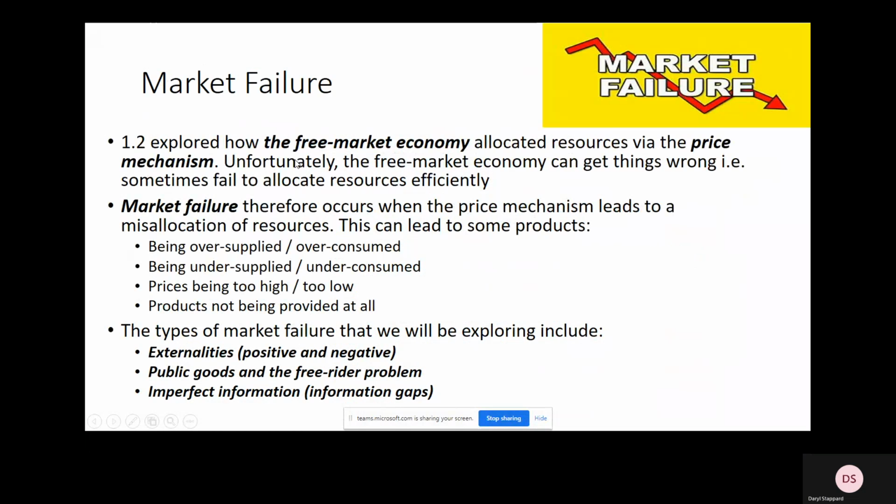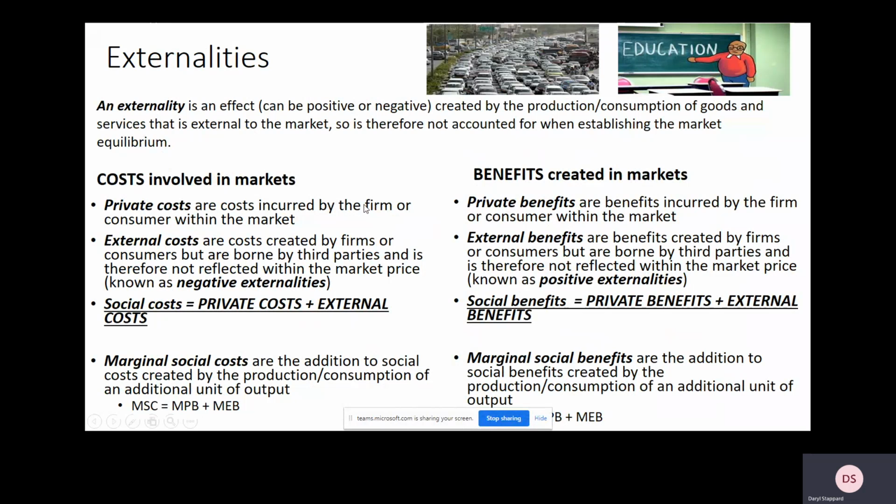Now, everyone, you've got here an overview of what market failure is. Remember, what we're looking at with market failure is when the forces of supply and demand, so the free market economy, the price mechanism, lead to a misallocation of resources. This market failure is probably the most complicated one out of the 3 to explain. There is quite a lot of key theory here that I need to chuck at you before we start looking into the actual market failures.